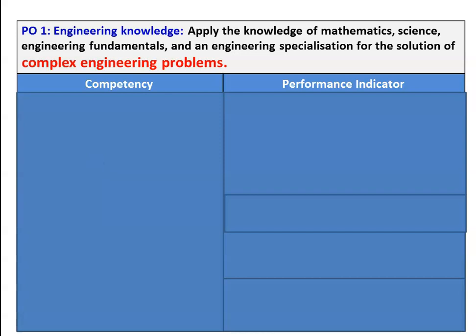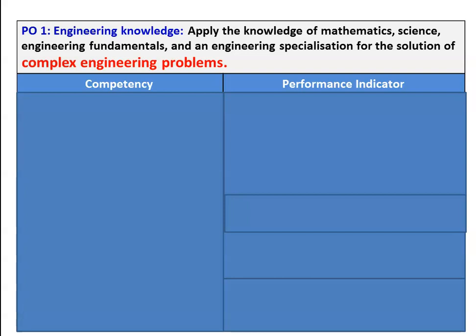I will explain only one example, PO1. The other POs, PO1 to PO12, are available in the exam reformation booklet published by the AICTE. You can refer to it and understand. This is for mechanical engineering, so the competency and performance indicators are for mechanical engineering.